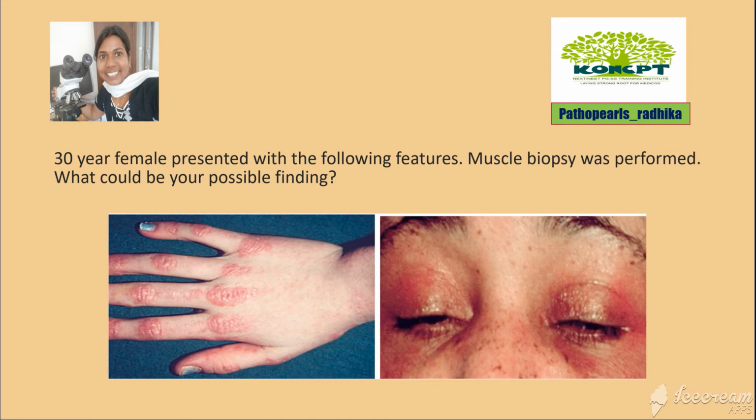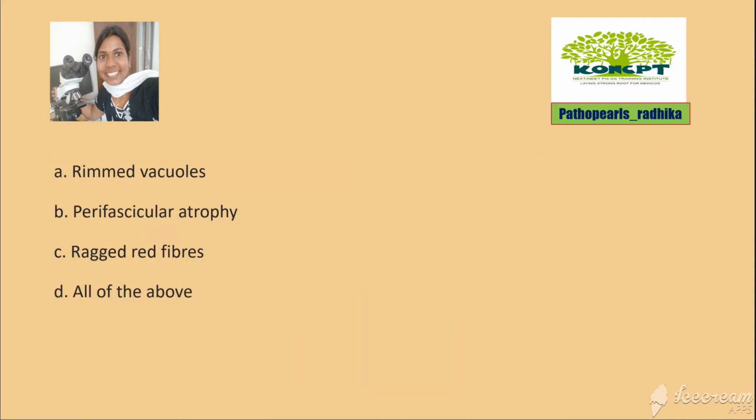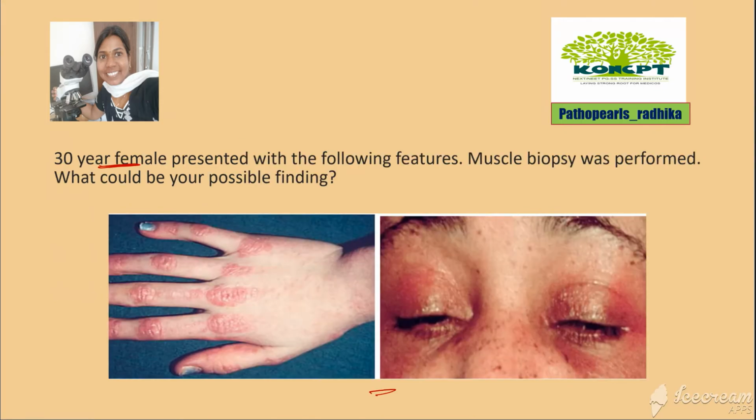The question for today is a 30-year-old female presented with the following features. Muscle biopsy was performed. What could be a possible diagnosis? So here it's a middle-aged female who is showing these features, and what finding amongst these can you expect in the muscle biopsy is the question. So what is this feature which is shown here?